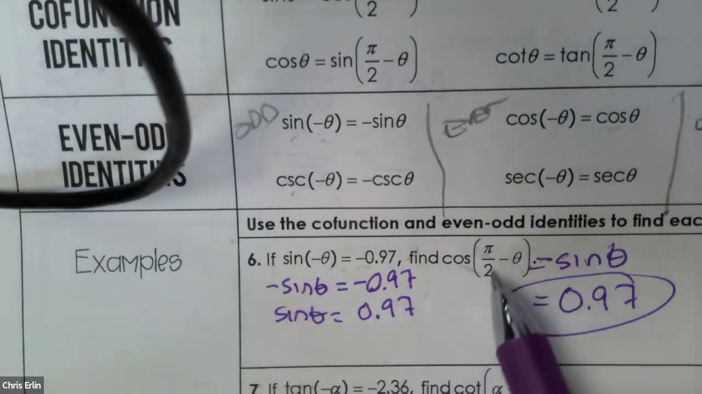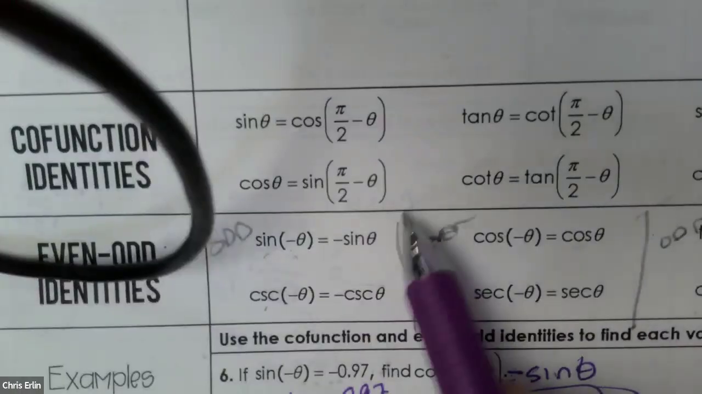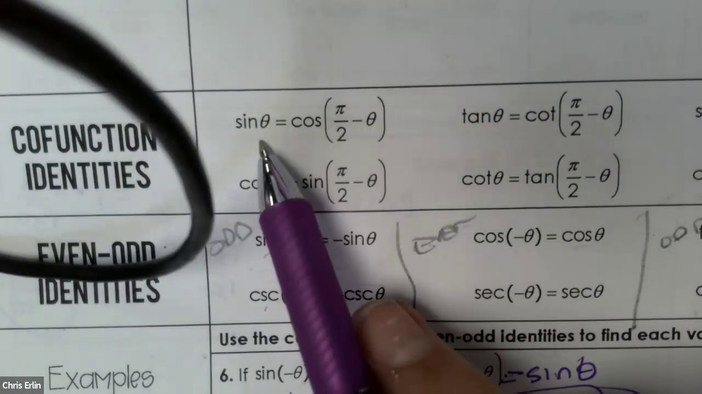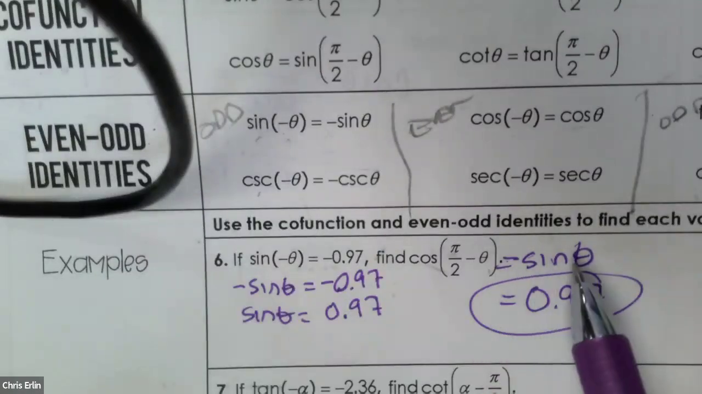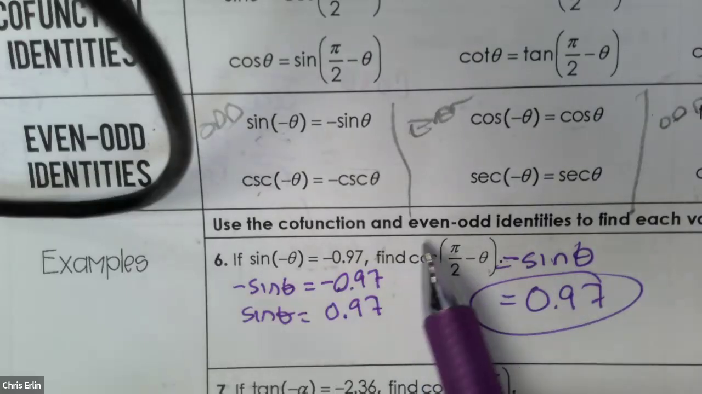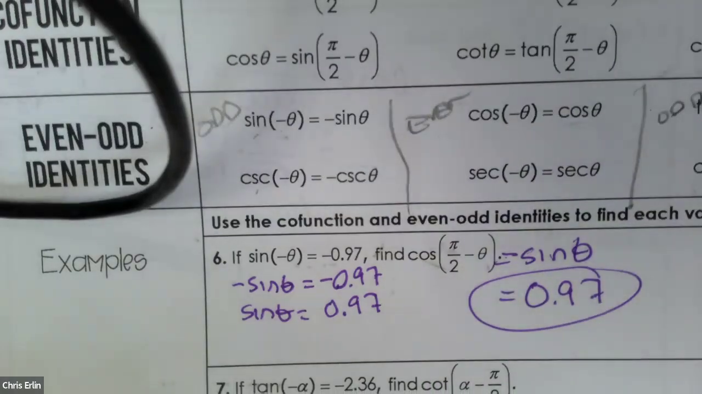What I'm looking for is the cosine of pi over 2 minus theta, which we learned up here is the same as the sine. So if this thing is equal to sine of theta, and I previously found that sine of theta is positive 0.97, then I know that this thing, cosine of pi over 2 minus theta, is also equal to 0.97.